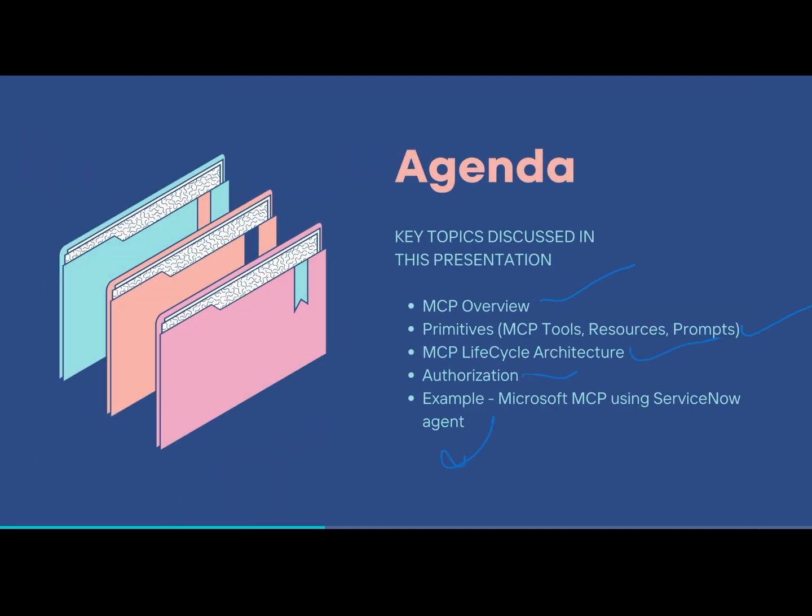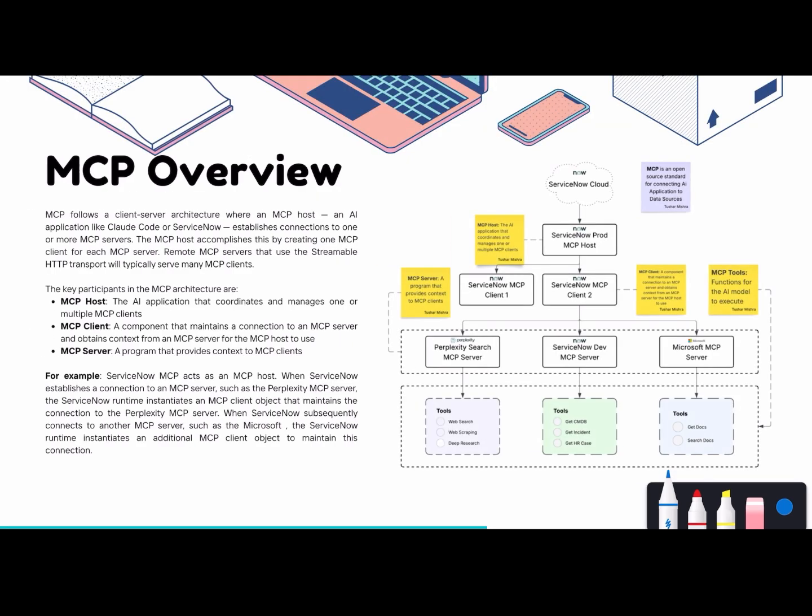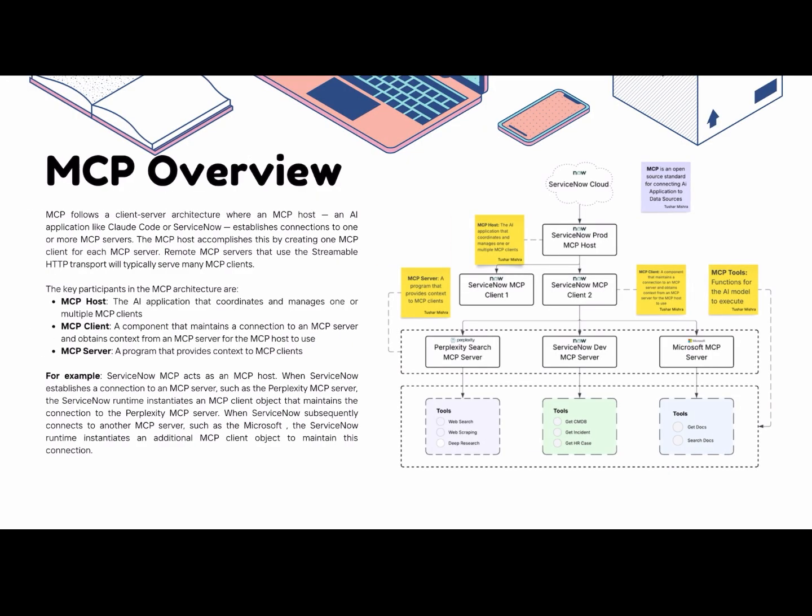So we will talk about MCP. Let's just come over here. We will talk about the MCP overview, all the primitive components of the MCP, MCP lifecycle, authorization, and the demo we have already seen. Okay, so now we'll talk about the different components which are present within MCP. The 3 main components which are considered in MCP are MCP host, MCP client, and MCP server.